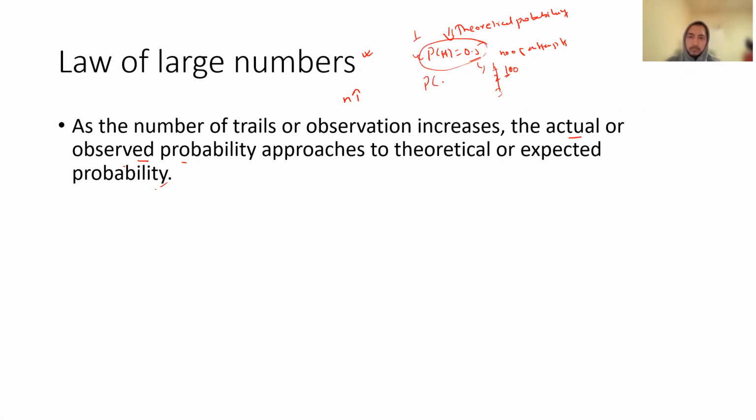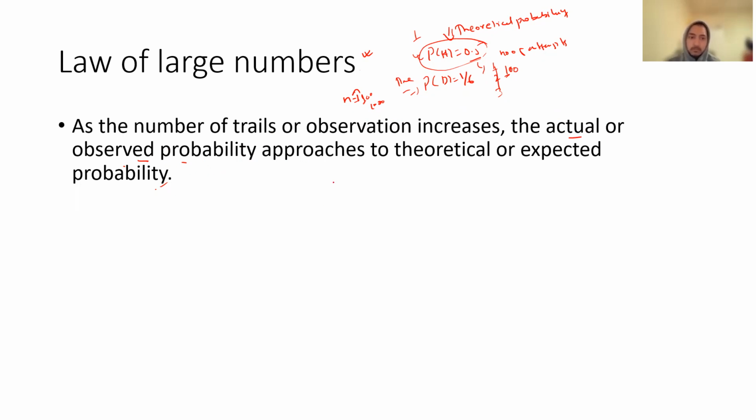For example, getting a particular number on a die will be 1 by 6. Getting one on a die is 1 by 6, right? So this is what is theoretical. And if we do an experiment with a sample of 100 or 1000, then that is the experimental or empirical probability, right? Or the actual or observed probability.